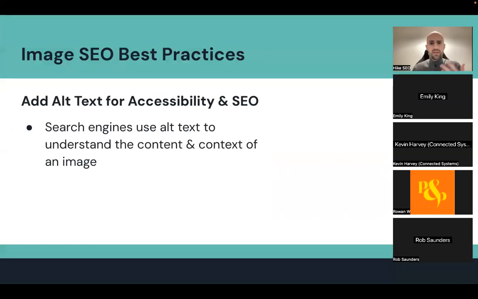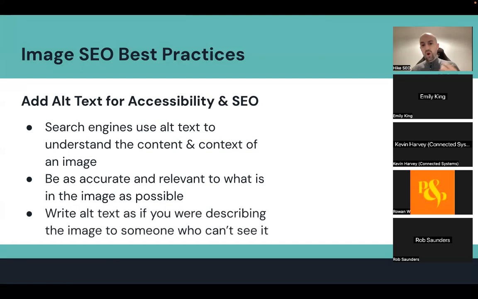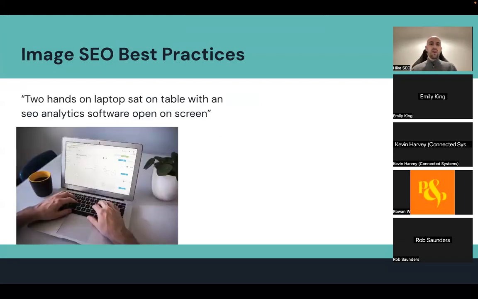So next, like I said, search engines use that alt text to understand the content and the context of an image, and that will further enhance the SEO of the page that the image is on. You want to be as accurate and relevant to what is in the image as possible, but not going overboard. So write the alt text as if you were describing the image to someone who can't see it. I'll give you some examples here. For this image, I would write something like: 2 hands on laptop, sat on table with an SEO analytics software open on the screen.